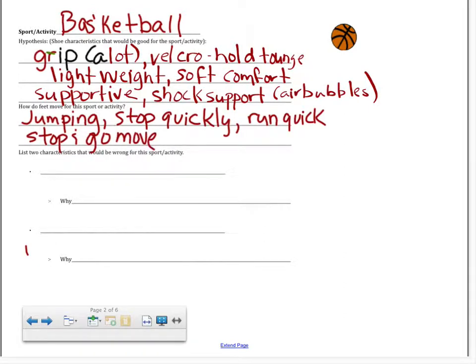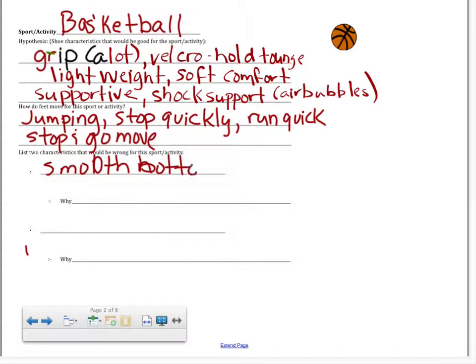Alright, that's cool. The next part says list 2 characteristics that would be wrong for this sport. So what that means is list 2 things, characteristics of the way a shoe is designed that would not work for this sport. Kobe, what do you have? A smooth bottom.